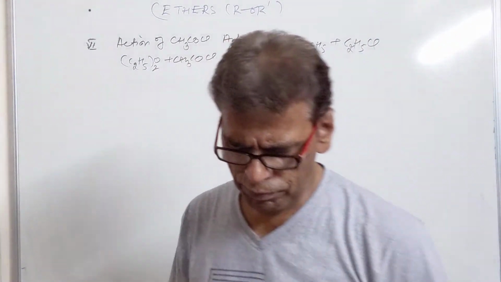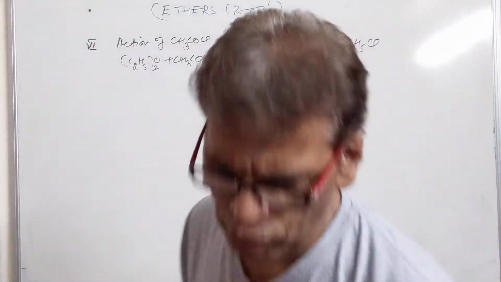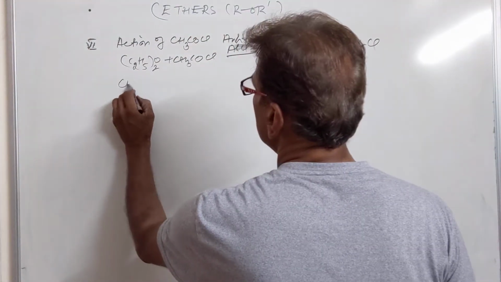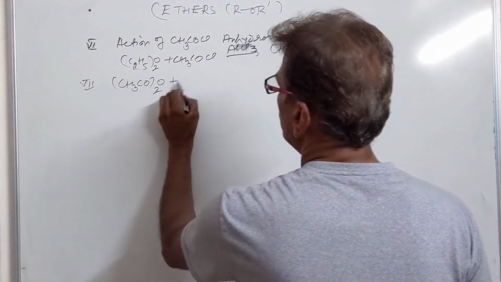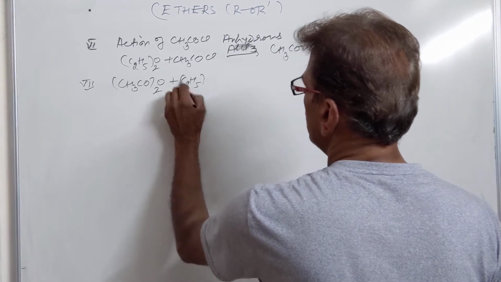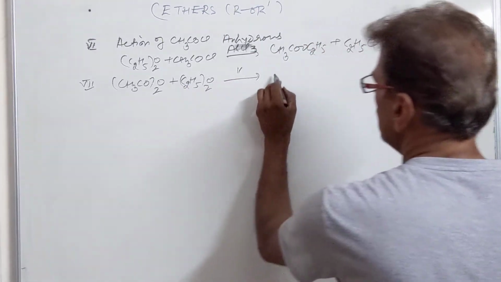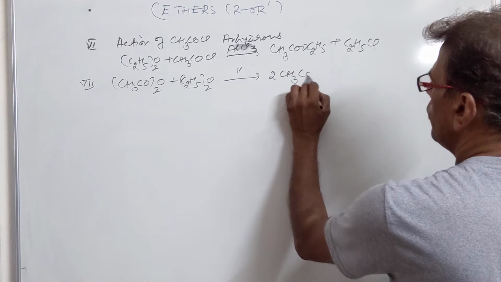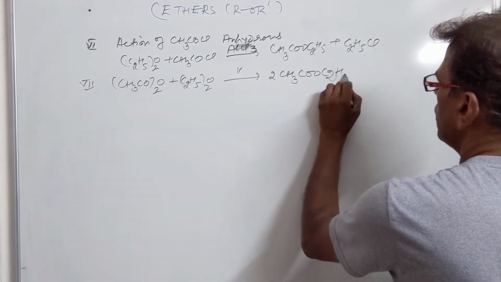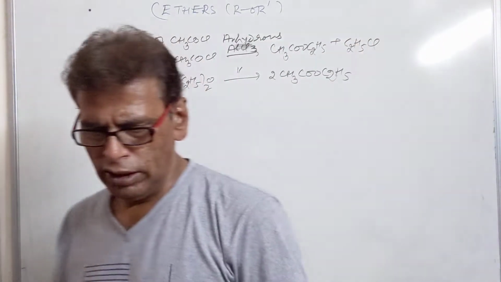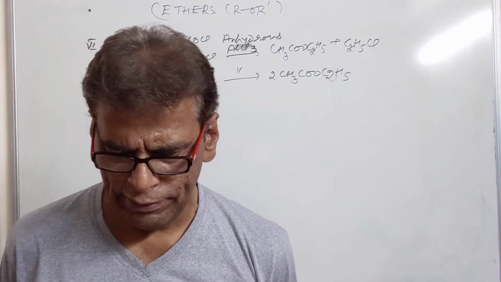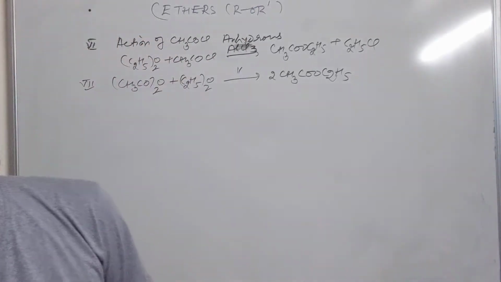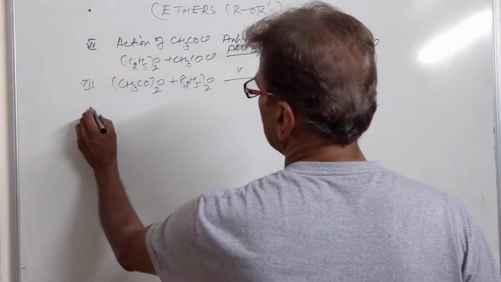Then similarly, we can have the action of acetic anhydride, which combines with diethyl ether. In similar conditions, we get two molecules of ethyl methyl ester. So the actions of acetyl chloride and acetic anhydride are almost similar reactions. Then we have the action of chlorine. Ethers react with chlorine in dark as well as in sunlight.